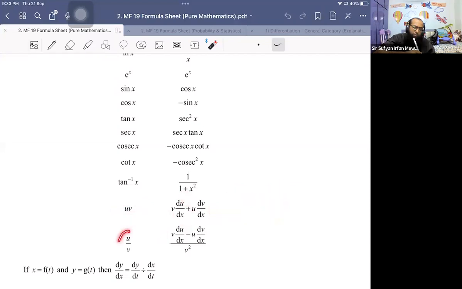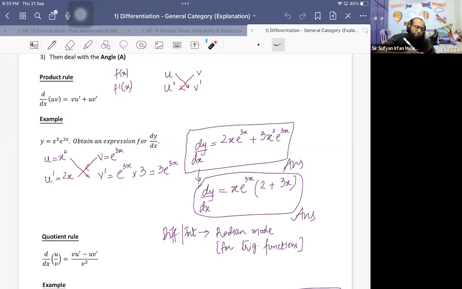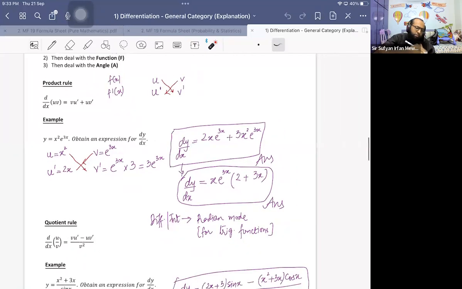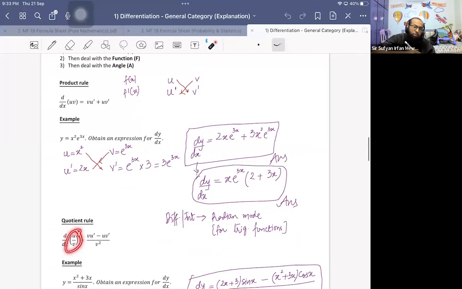And also the formula of the quotient rule is written. If two functions are being divided, the function in the numerator is called u, the function in the denominator is called v. And the formula is vu prime minus uv prime over v square. Coming back to the explanation, this is the quotient rule. U upon v is vu prime minus uv prime upon v square.